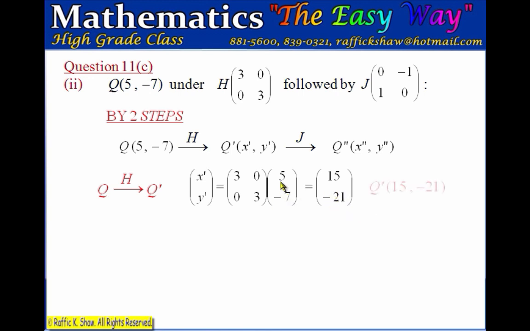And so the coordinates of the point Q prime are 15, negative 21. Now we'll apply the matrix J to the point Q prime to get Q double prime. Q prime is mapped onto Q double prime by the matrix J. And so this is the calculation.